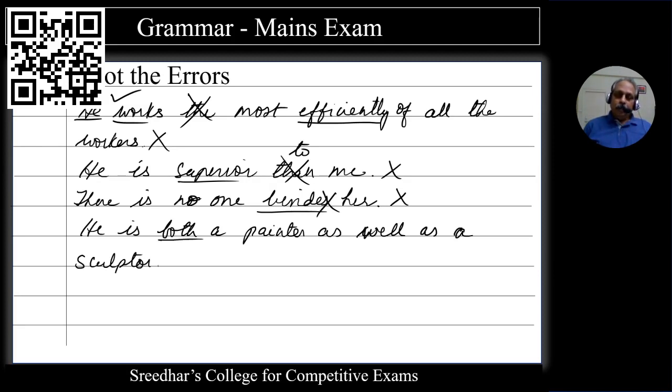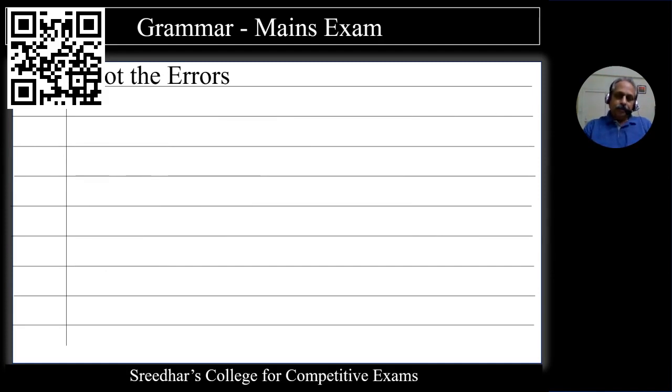The moment you see the word both, you have to recollect the rules that go with conjunctions. Both always takes and. A common error is that people use both as well as. That is not correct. He is both a painter and a sculptor. That sentence is correct. Now, I have touched almost all the parts of speech. Let us go to articles.